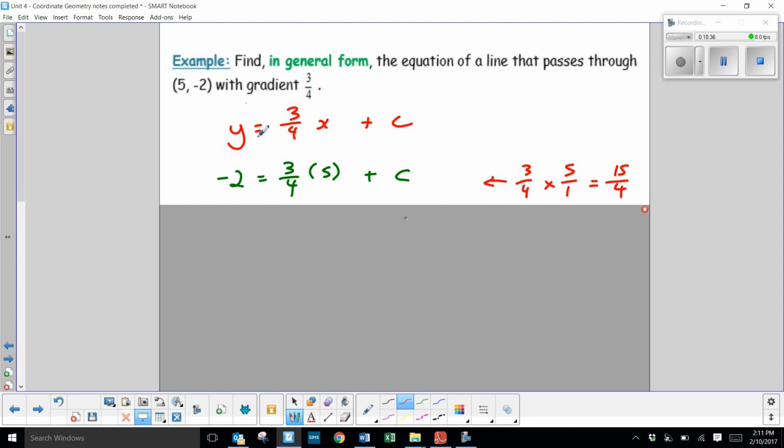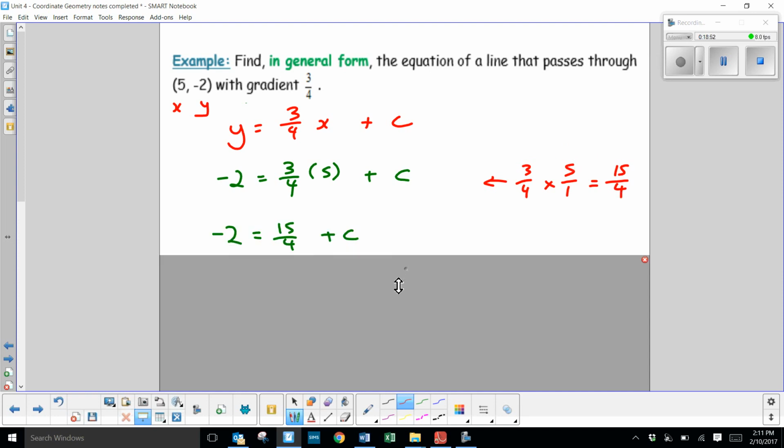And then what's 3/4 times 5? If this is without calculator, you could think of that as what's 3/4 times 5 over 1. Multiply the numerators, multiply the denominators. That's what we've got. And now we've got to do -2. We've got to subtract 15 over 4 from both sides. So -2 subtract 15 over 4 equals c. We're solving for c.